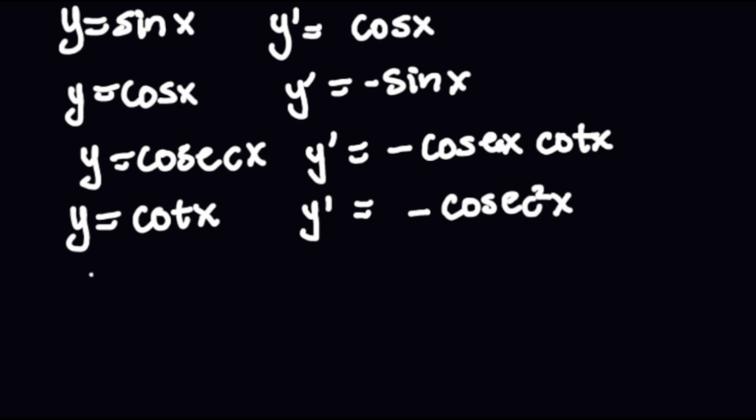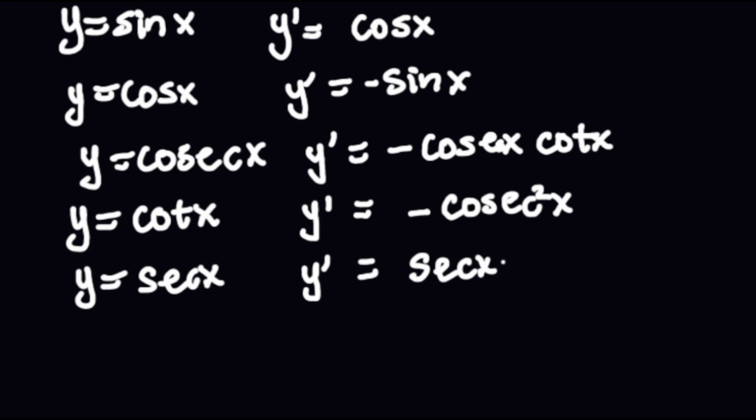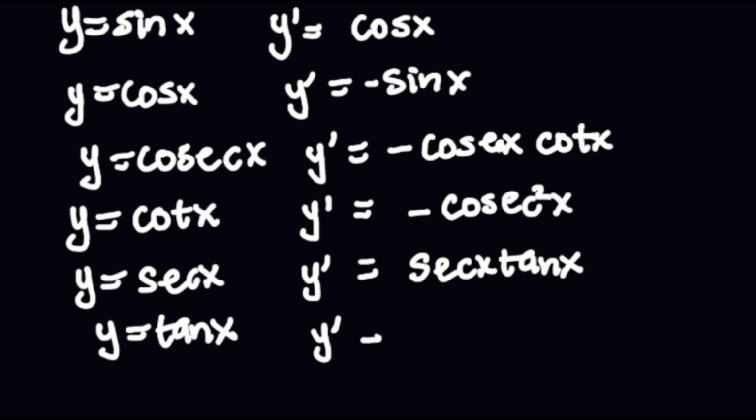Then let's say we are given y equals sec x, and we are asked to find the y prime of sec x. This is going to give us sec x tan x. So this is the differentiation of trigonometric functions that we have. The other one is whenever we are given y equals tan x, and we are asked to find the derivative of tan x. That's y prime, which is sec squared x.